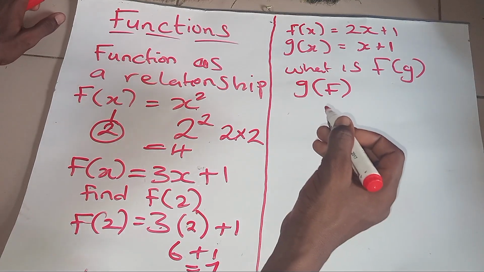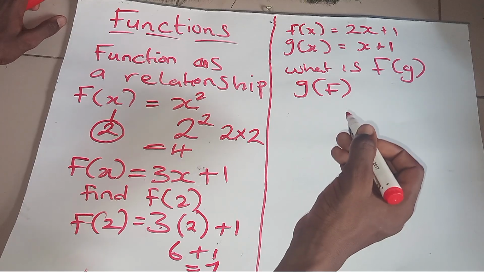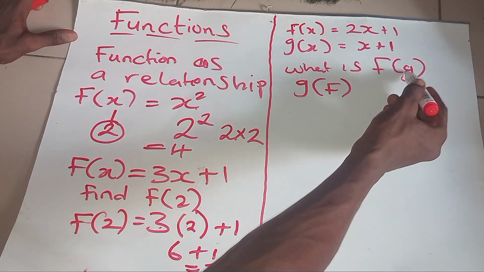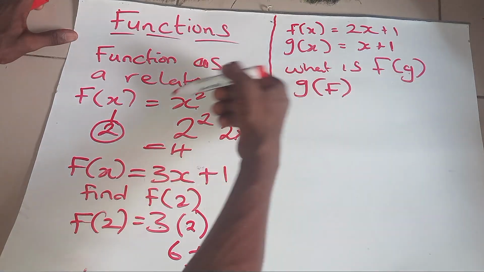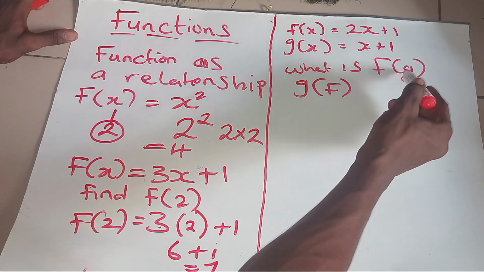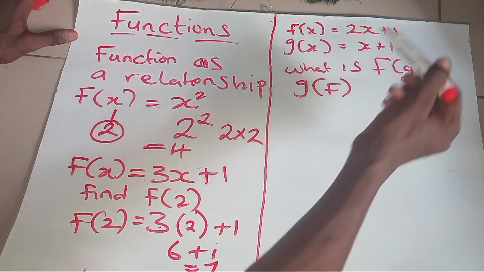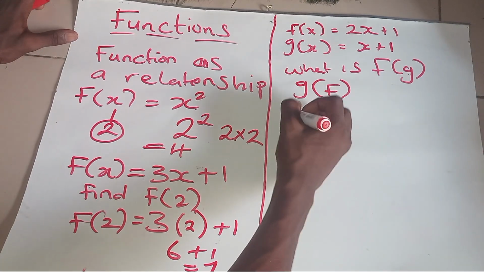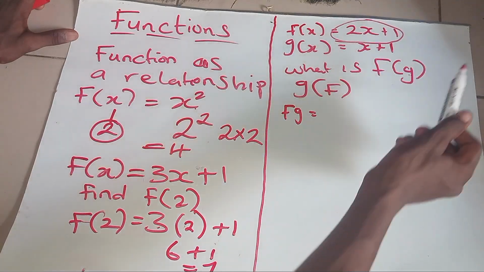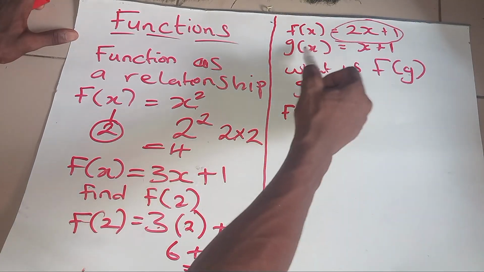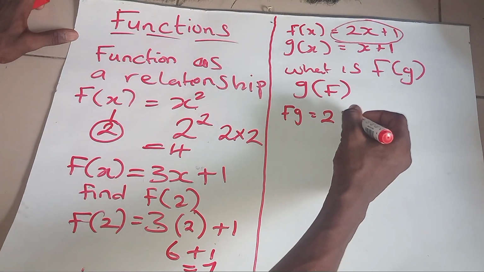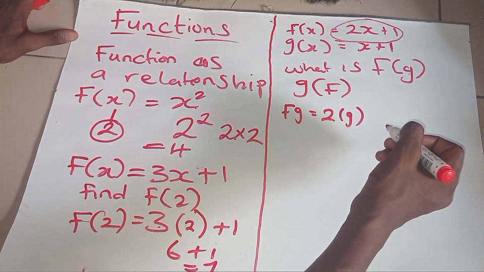Let's take a quick look at these ones and see what we actually get as the answer. In this case, instead of replacing this particular place with a number like the way you did before, you are going to be replacing it with this g. So we have f of g to be equal to, now this is f particularly. Since I'm replacing what is inside with the g, this x here is going to be g. You understand me?